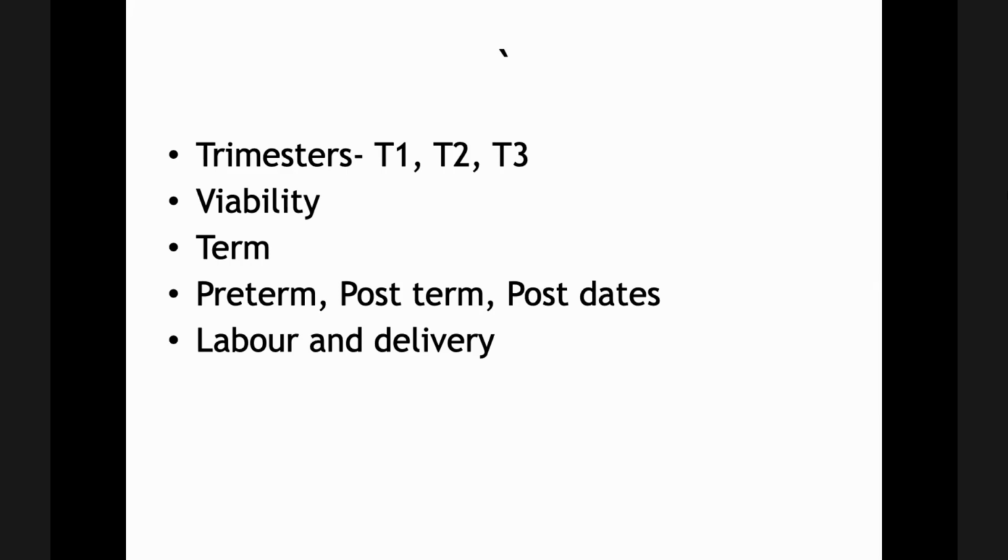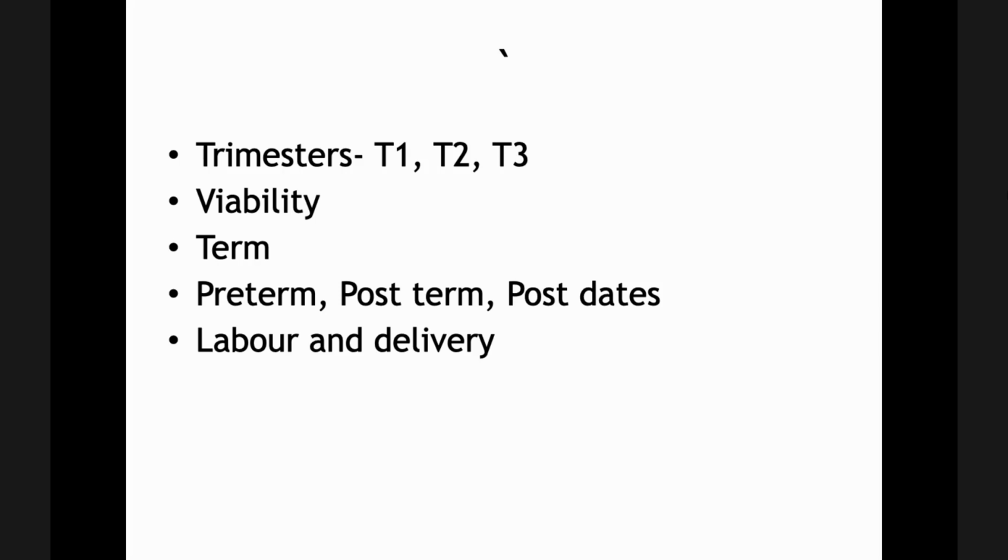So up to 13 plus 6 days, we call it first trimester. Up to 27 weeks plus 6 days, we call it second trimester. From there onwards, we call it third trimester. There is something called viability. When we look at the pregnancy, there is something called viability.